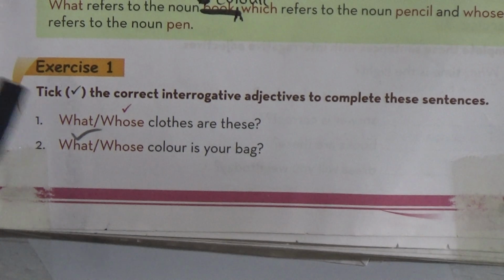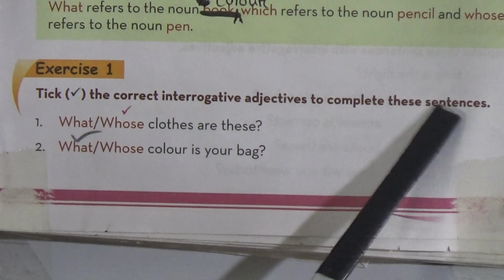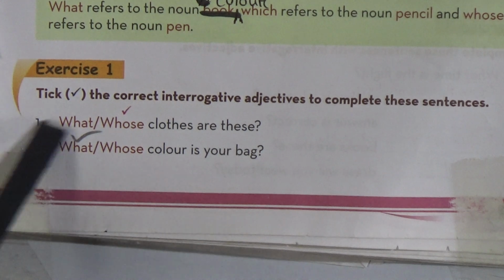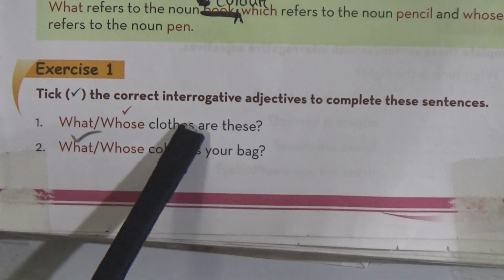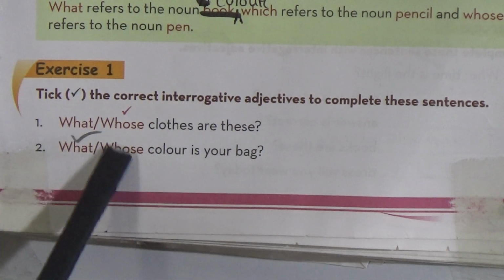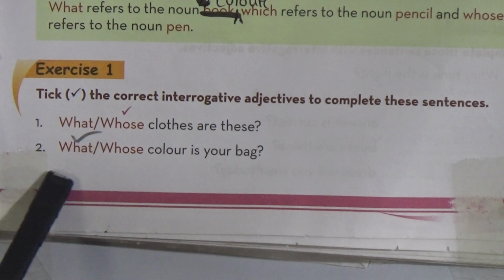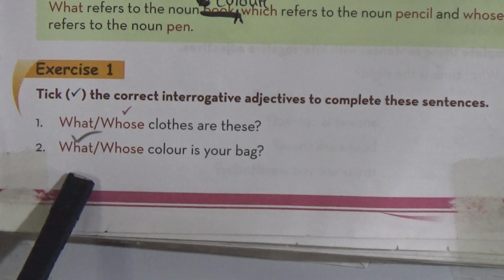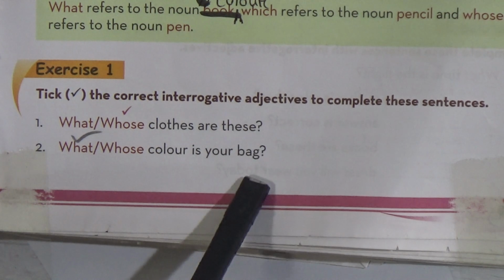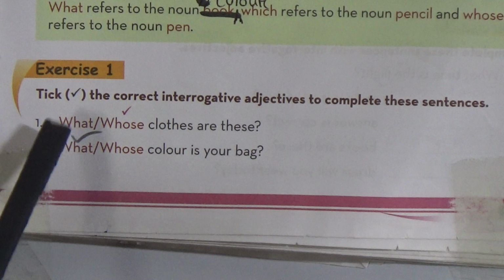Please follow your book. Exercise number 1. Check the correct interrogative adjectives to complete these sentences. First one, what or whose clothes are these? Dear students, to make a meaningful sentence here we have to put a tick on the word whose. Whose clothes are these? Then number 2, what or whose color is your bag? Here the correct answer is what. What color is your bag? To make a meaningful sentence we have to take the word what.